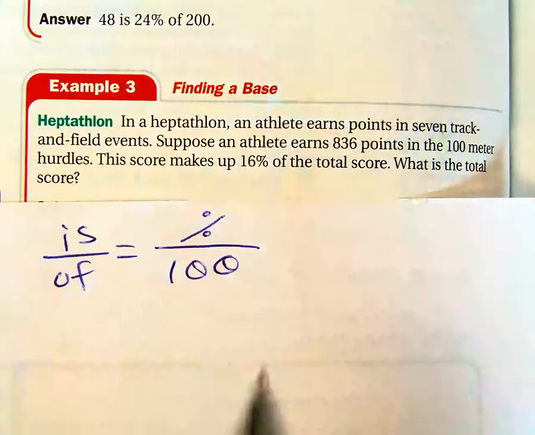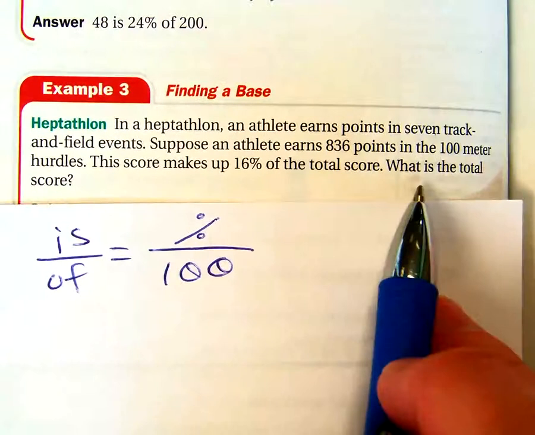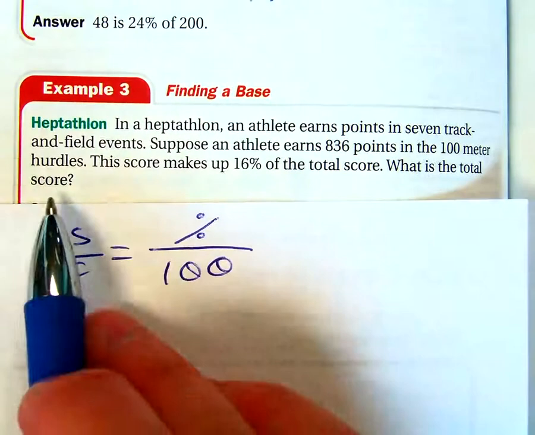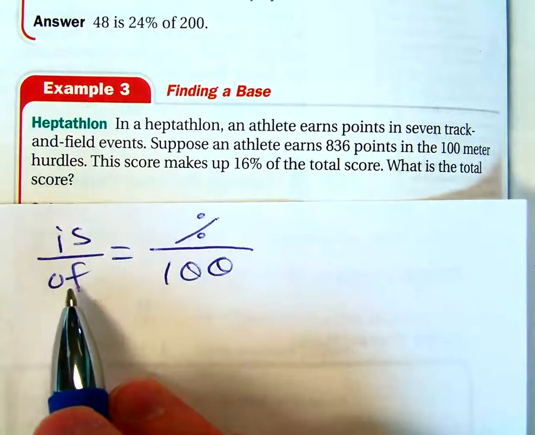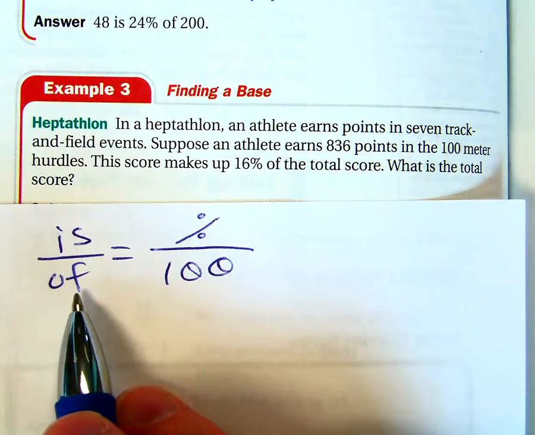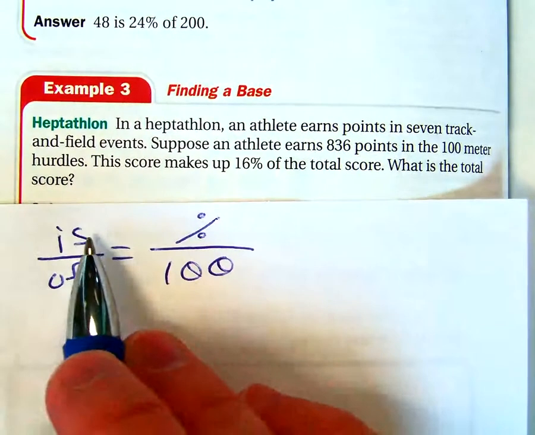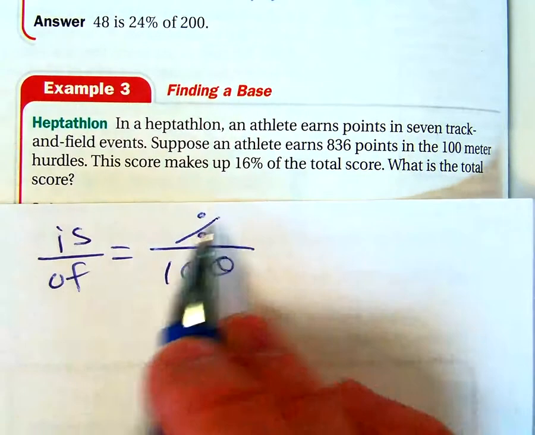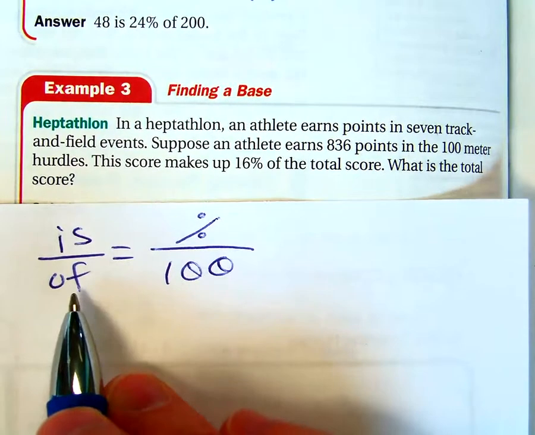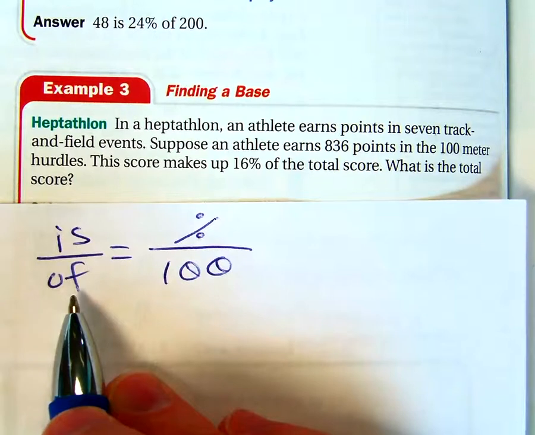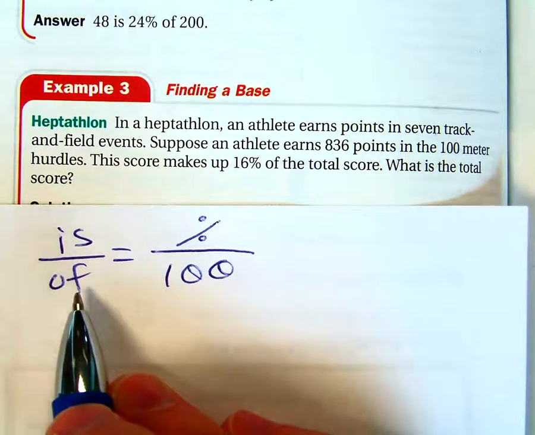So the total is our of. But look what they're asking in the question. What is the total? So of, this will be our x. The is was the 836. 836 is 16% of the total score. So you have to really go through and be very careful about which numbers go where.